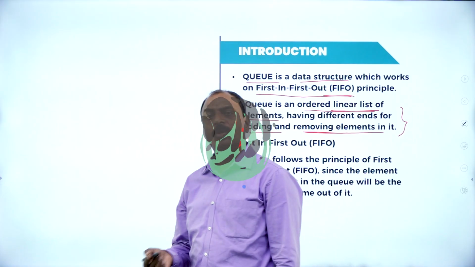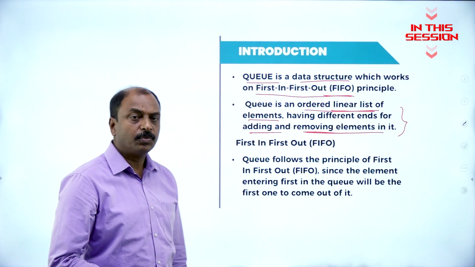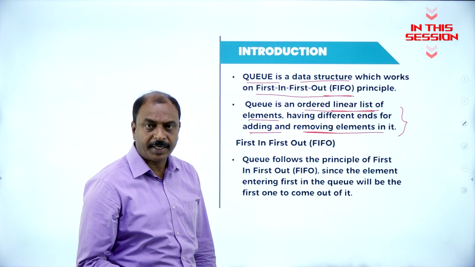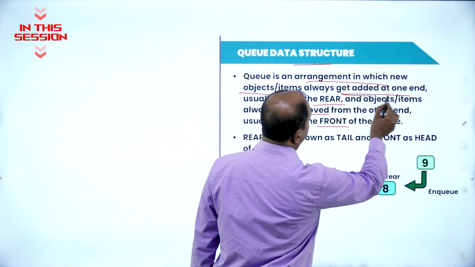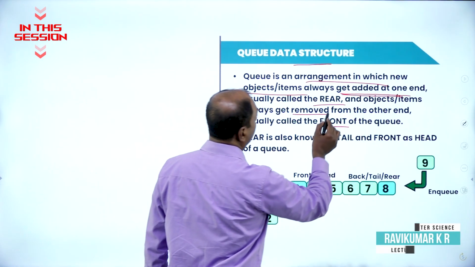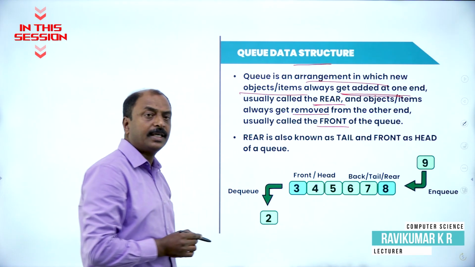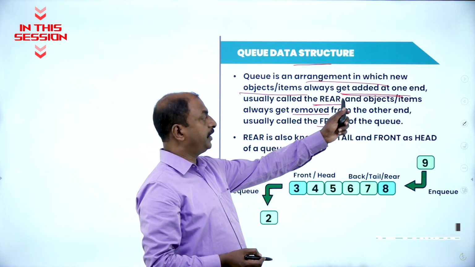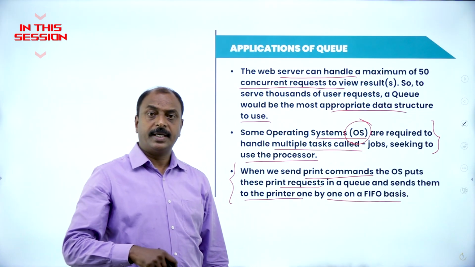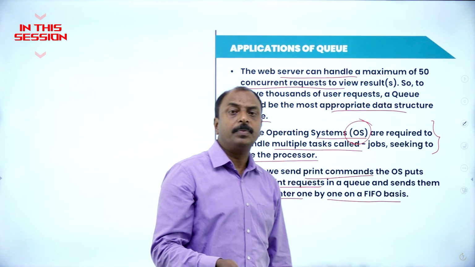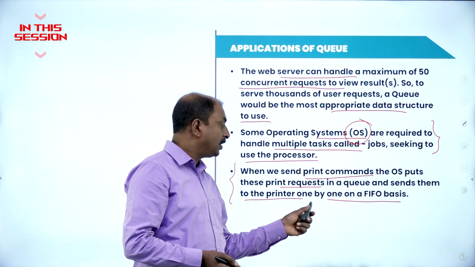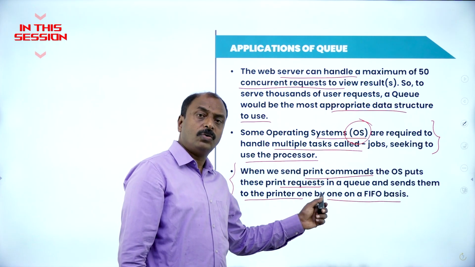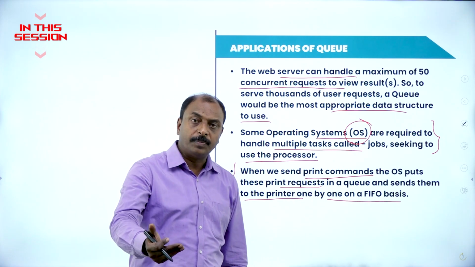Adding and removing of elements used to take place at the only one point called top point or top pointer. New elements are added at one end called rear end. That is the rear end, or the rear pointer, is the one where new elements are added into a queue. Whoever gives the print command first will get the printout first, and other requests will be in a queue.